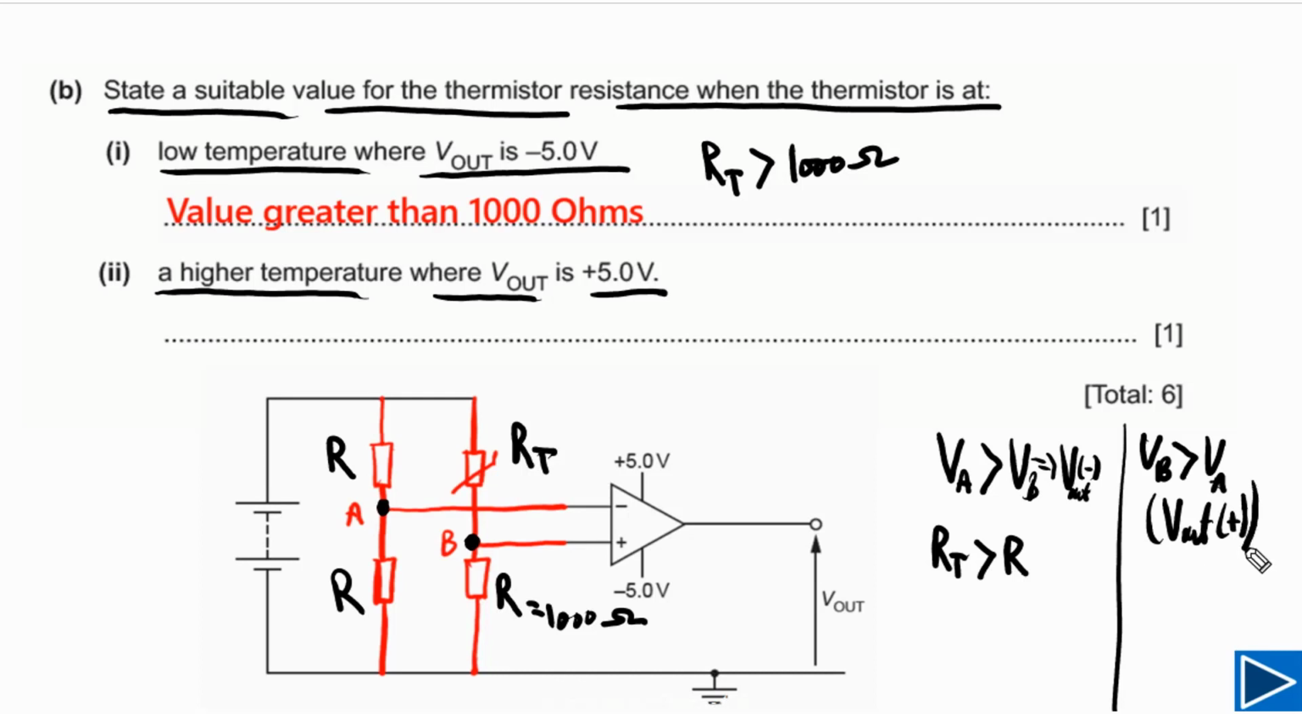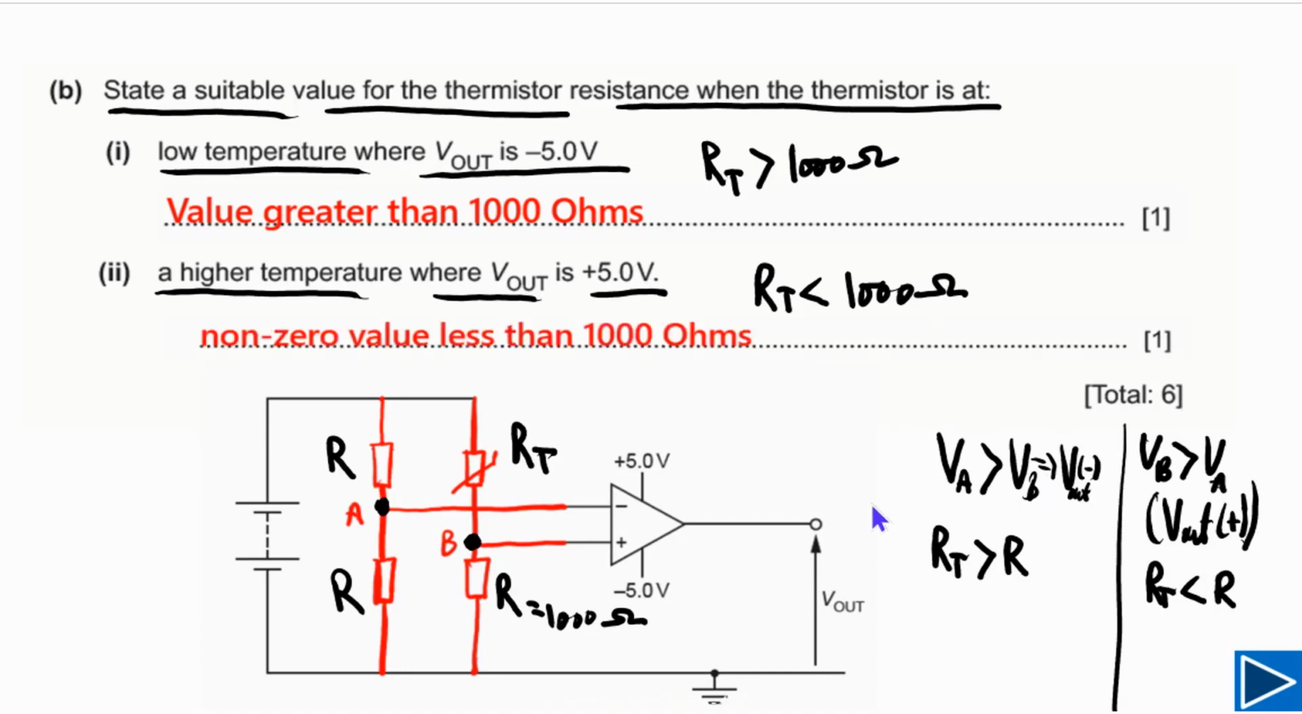So this is the first thing you need to understand. V out will be positive when the potential at this terminal is greater than the potential at this terminal. This is possible when the resistance of the thermistor is less than the resistance of fixed resistor R, or we can simply say when RT is less than 1000 ohms. It has to be less than 1000 ohms. This is how you can simply write down your answer.